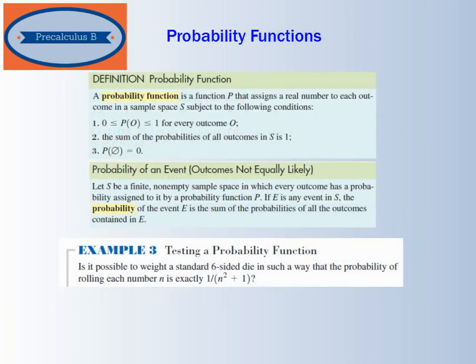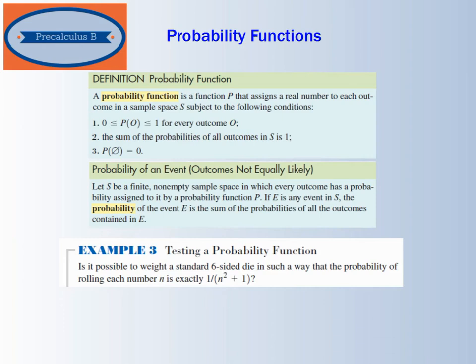So now we need to define a new term here, which we call a probability function. All right, a probability function is a function, we'll call it P, that assigns a real number to each outcome in a sample space S, subject to the following conditions. First of all, the probability of an outcome has to be between 0 and 1 for every possible outcome O.